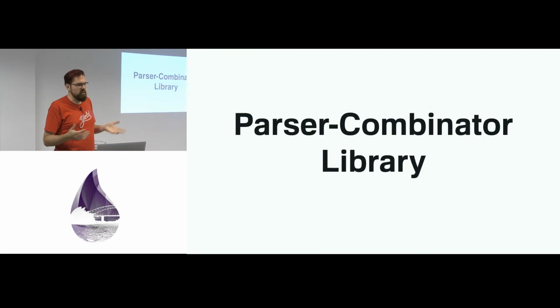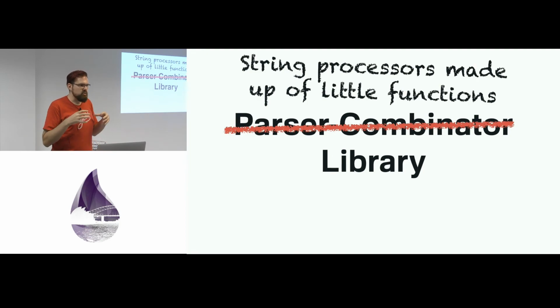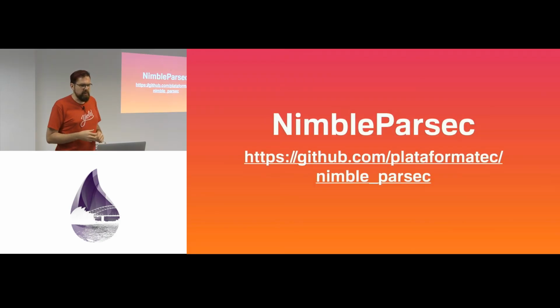So when we've got a parser combinator library, we really mean a string processor or a bunch of string processors made up of a whole bunch of little functions that make up a string processor. And NimbleParsec is, as I mentioned before, a performant thing. And I'm going to chuck this link up at the end so you can visit it if you want to.